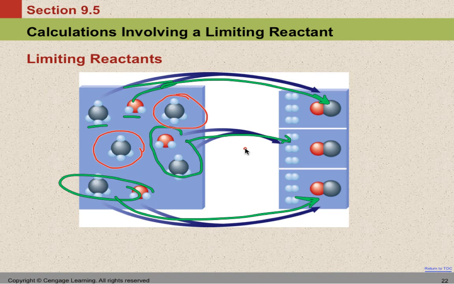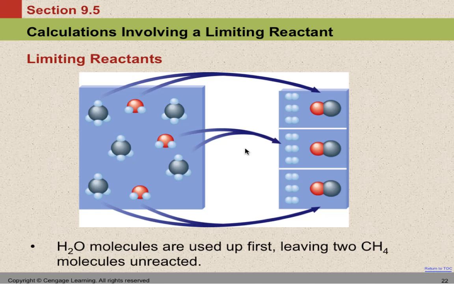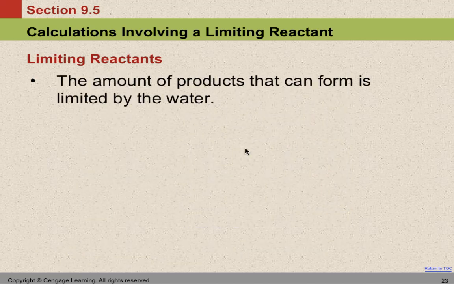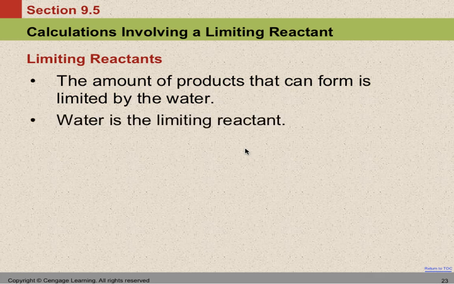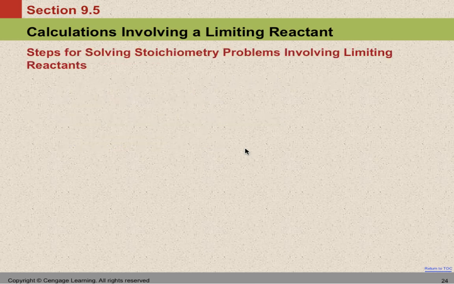So what we say in this situation is that the amount of products that can form is limited by the water. I don't have enough water to react with all of the methane. So water is known as the limiting reactant. Methane is in excess, meaning I have more of that than I need. Okay. So water is actually the component that's going to determine how much product I can make.